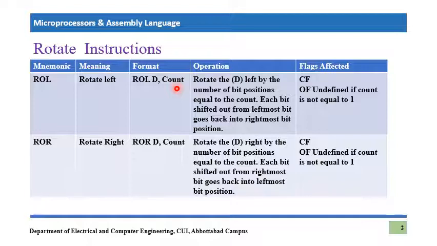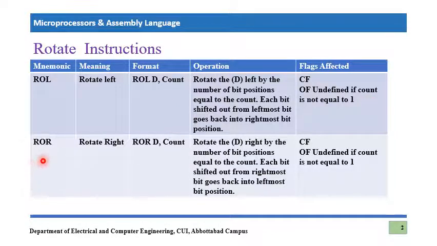So how is this operation performed? Whatever value is given in the D register, we have to shift it towards the left, and the bit which comes out from the leftmost side will go back into the least significant position of the register. That is why this shift is known as rotation, because we are looping back the bit which comes out of the register to the other side. The last column indicates the flags which can be affected by this instruction, and some flags, like the OF flag, are undefined, so that is also mentioned in certain conditions.